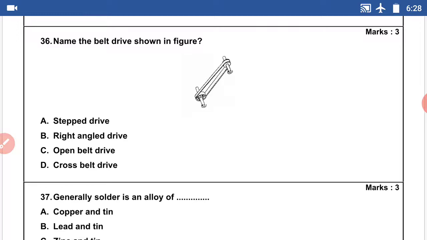This question answer open belt drive. Option C correct answer. Open belt drive. Question number 37.